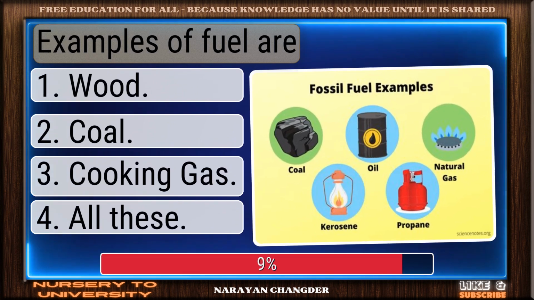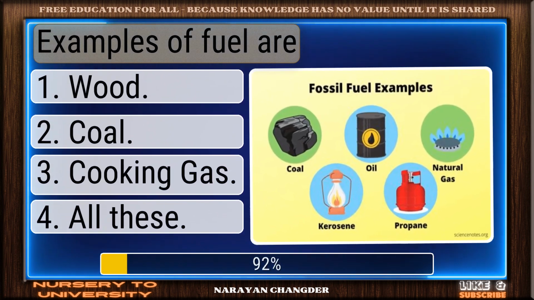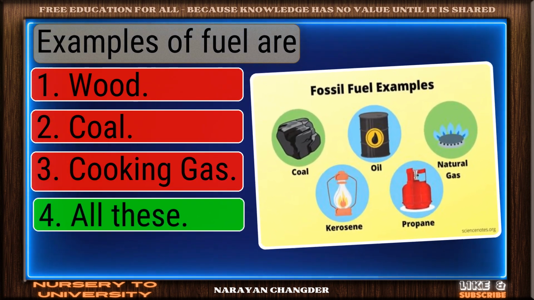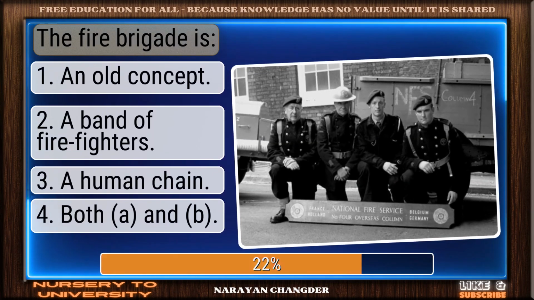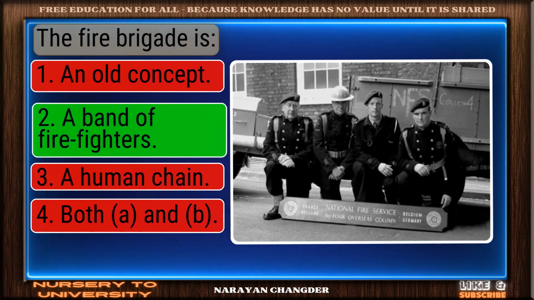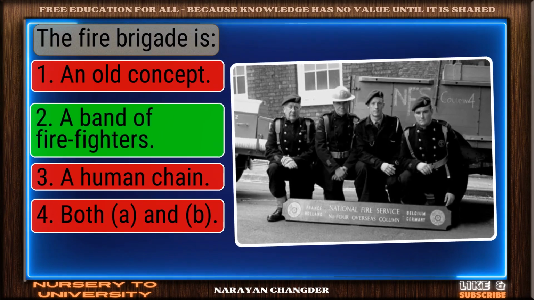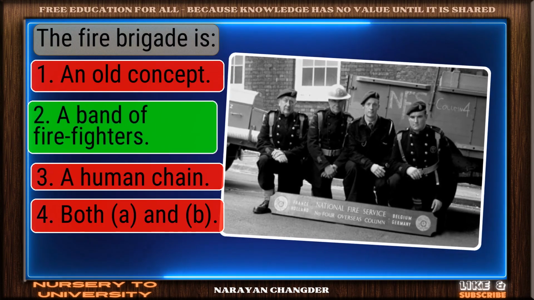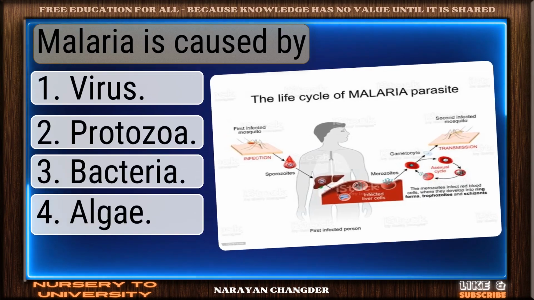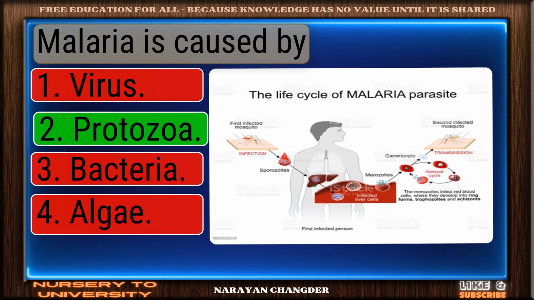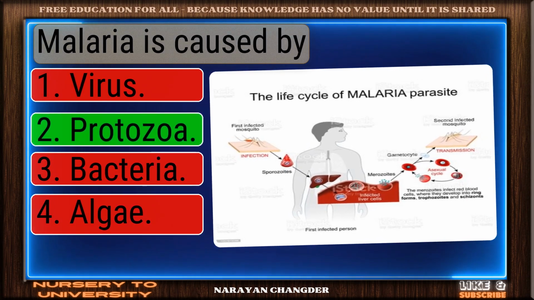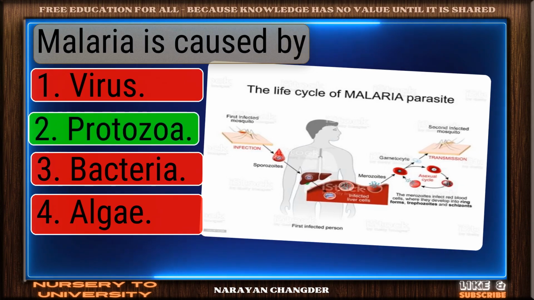Examples of fuel are. On track. All these is the correct answer. The fire brigade is. Right choice. A band of firefighters is the best answer. Malaria is caused by. Well done. Protozoa is the right choice.